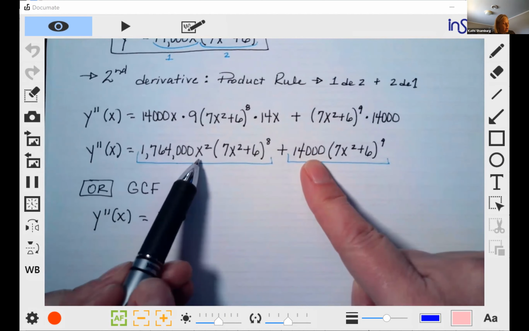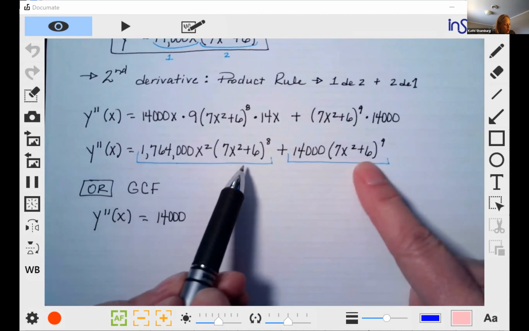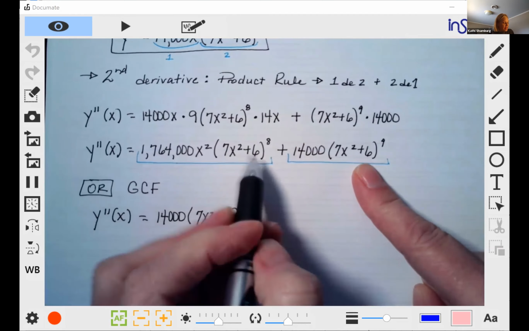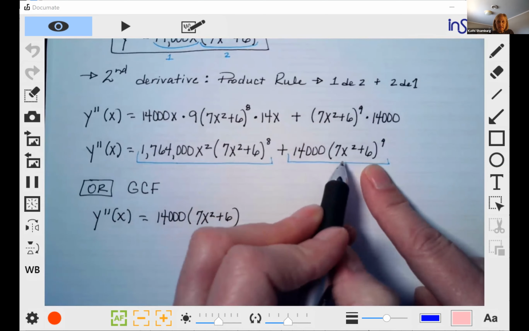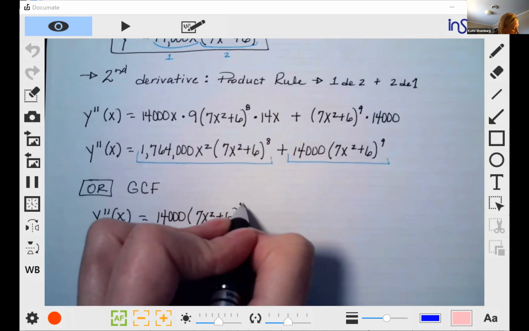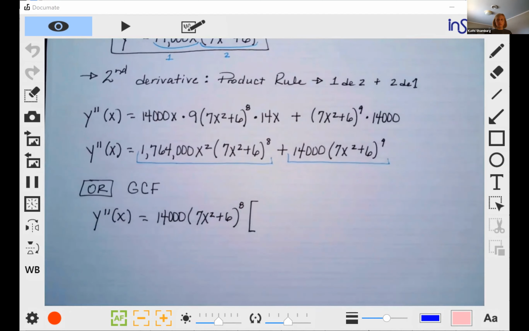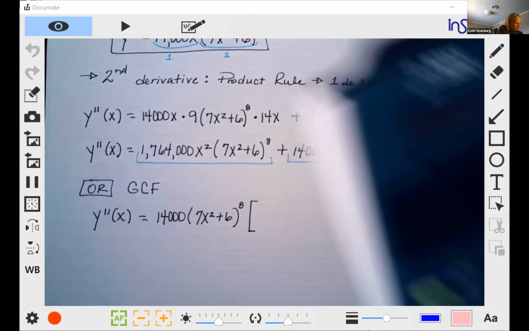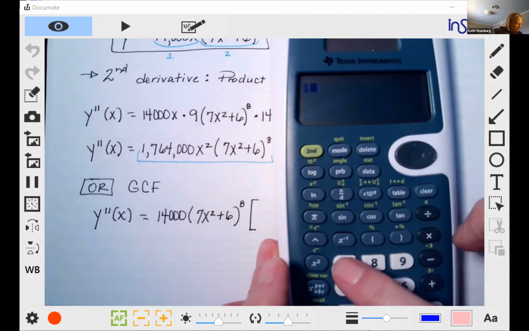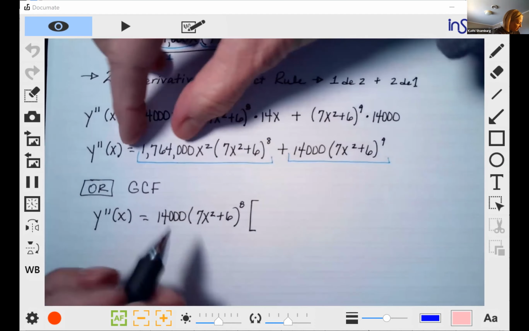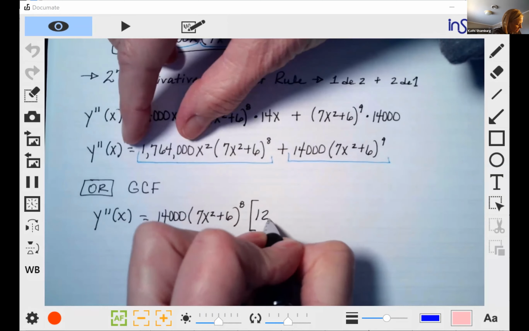Now this one has x squared, but this one does not. But they both have 7x squared plus 6. This one has 8 of them. This one has 9 of them. So I can factor out 8 of them. So what that leaves me with is, so where's my calculator? Here it is. All right, so 1,764,000, and I'm going to divide 14,000 into that. So I'm left with 126. So I factored 14,000 out of this, and I'm left with 126.